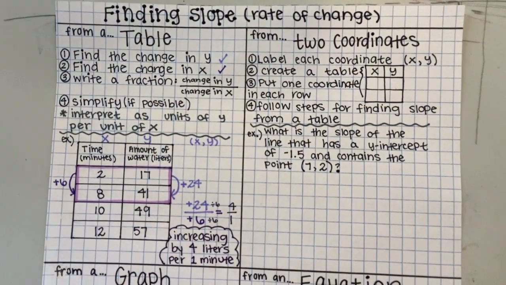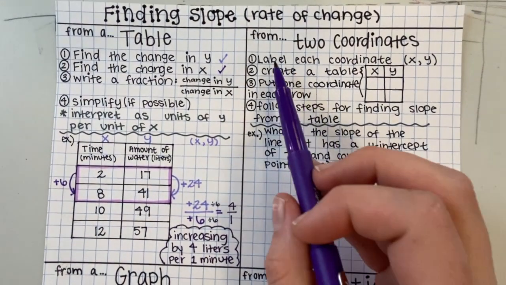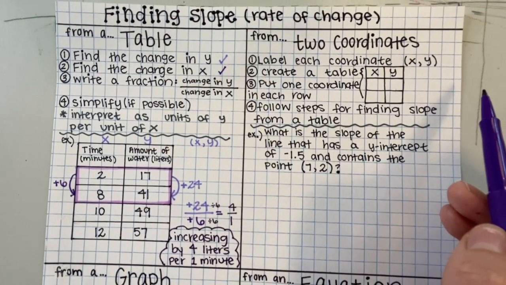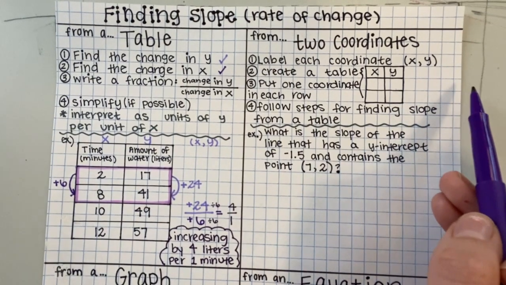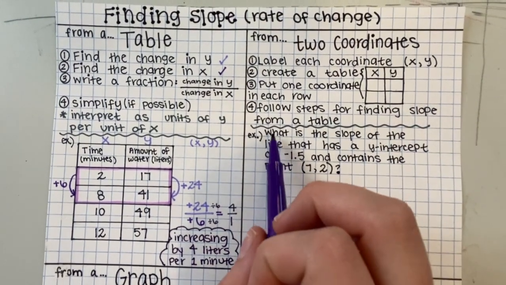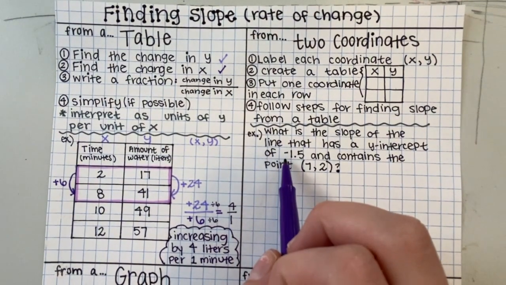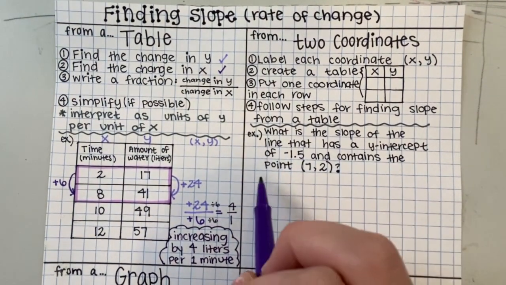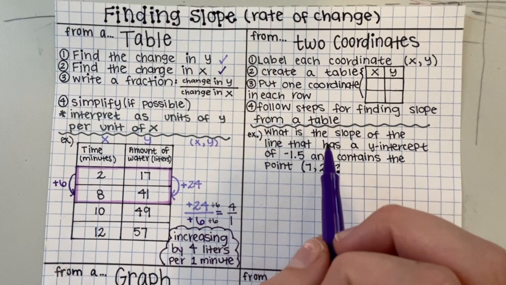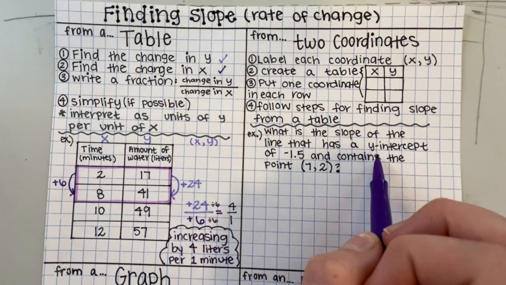It's going to be really similar when we're doing coordinates. So let's look at these steps. My first step is to label each coordinate x, comma, y. So when they give you the coordinates in the problem, you're going to label them x and y, both of them. So a really common way of asking this problem is what is the slope of a line that has a y-intercept of -1.5 and contains the point 7, 2. So this is in disguise because it is actually giving us 2 coordinates. It's just not writing out the y-intercept as a coordinate.